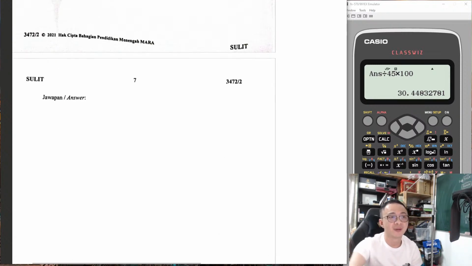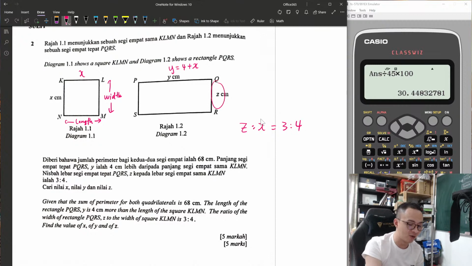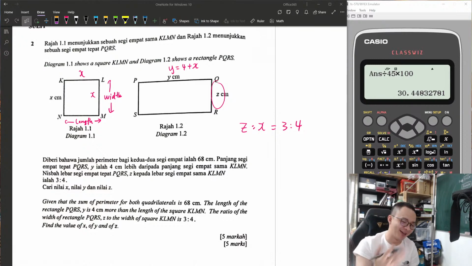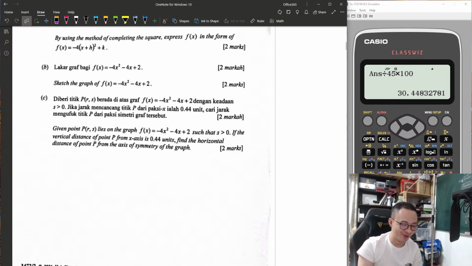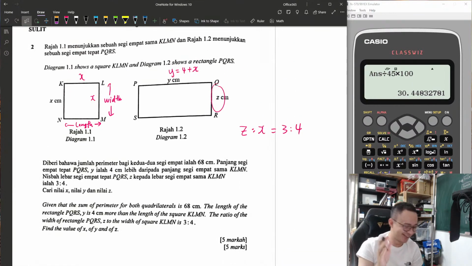Oops. It just jumped to another screen. Okay, the ratio z to x is 3 to 4. Makes sense, right? Because this one is shorter, this one is longer, this is x. Okay, so for the ratio, we will form an equation for it. I accidentally jumped to question 2. Okay, never mind. I already explained halfway, so we jump back to question 1.